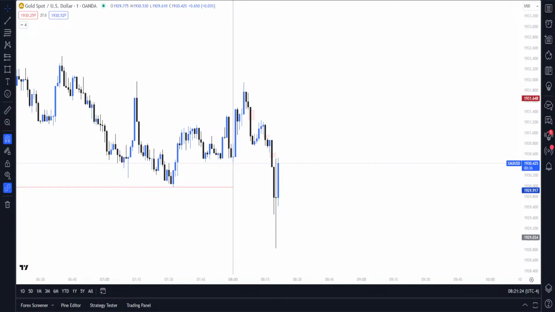So here we had gold close below the line, right? And now it's making an engulfing. I don't think this is the engulfing we're going to take.